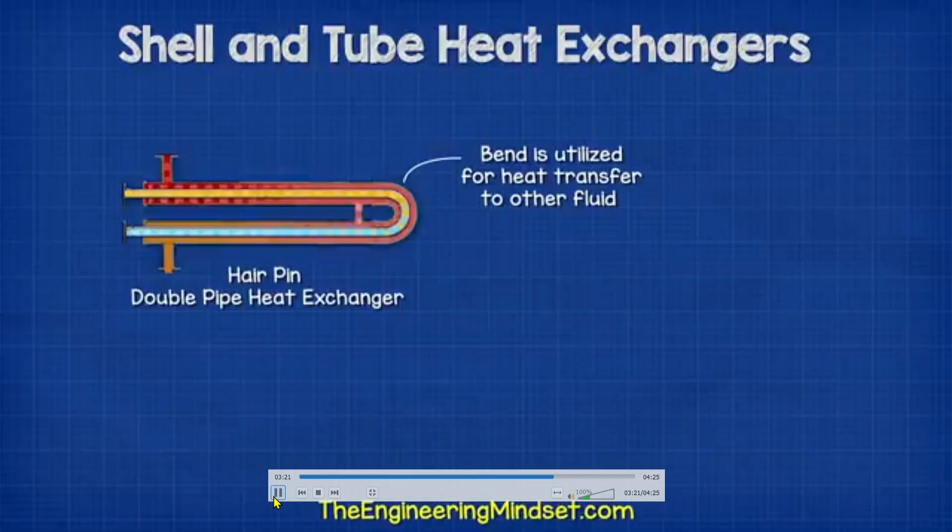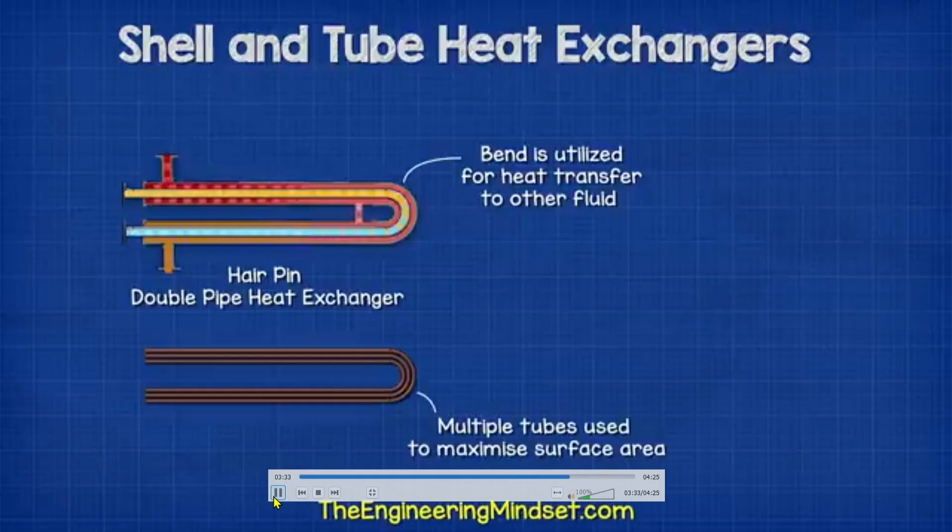Other designs like this chamber, which are often found in oil refineries, will encapsulate the bend but utilize the surface area for heat transfer. This version normally uses multiple tubes to maximize the surface area and thus increase the heat transfer, although this will also increase the resistance.